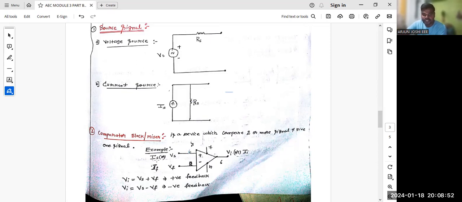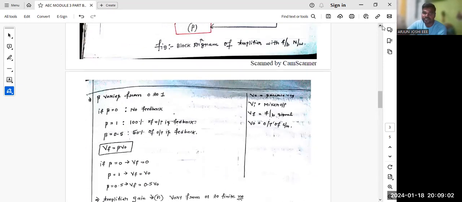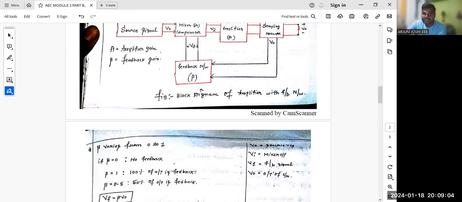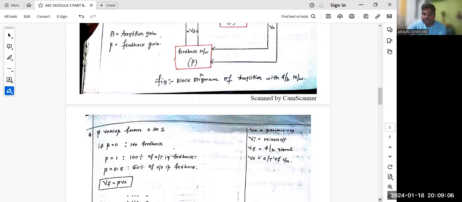Now, if I consider Vs and Vf, that is a voltage signal. Current signals can also be considered, for voltage amplifier and current amplifier. That concept I'm going to explain in future slides. The comparator output is Vi. Okay. Now let's understand.